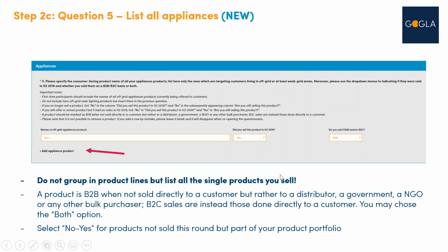On the appliances tab that then follows, these same questions appear. For example, if you sell one type of fan and two types of refrigerators, you basically have to have 3 product lines where you add them all separately. You all have the same questions: did you sell this product in H2 2019? And did you sell it B2B or B2C?